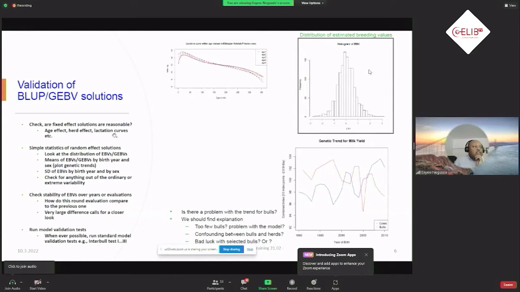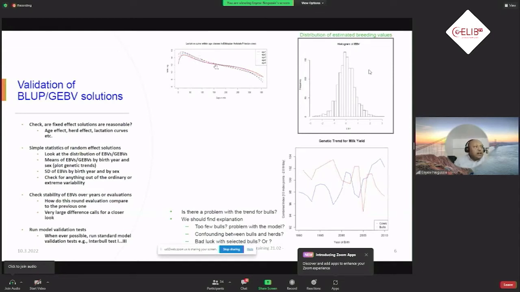The herd effect is reasonable. Do the lactation curves look right? Are they too flat? Are they too steep? Is there a reason for that? Do they vary? And you have to plot from this solution. I think in the next course we will show you how we fit different hierarchical effects and how to plot these curves from the solutions that we get.